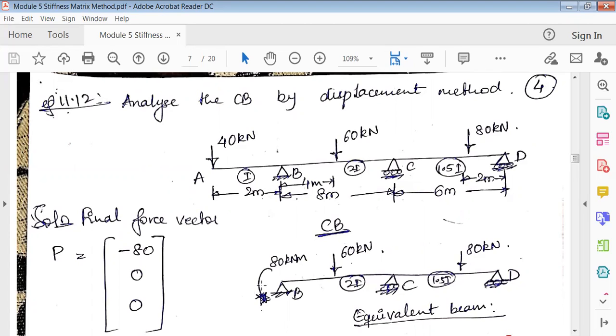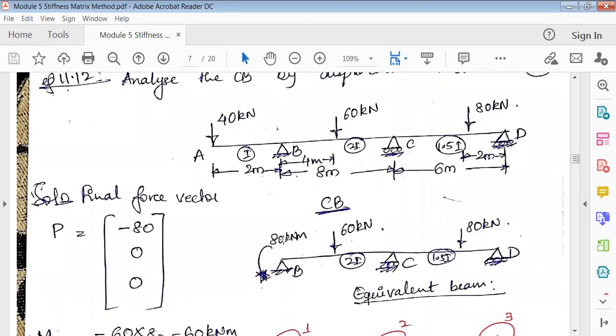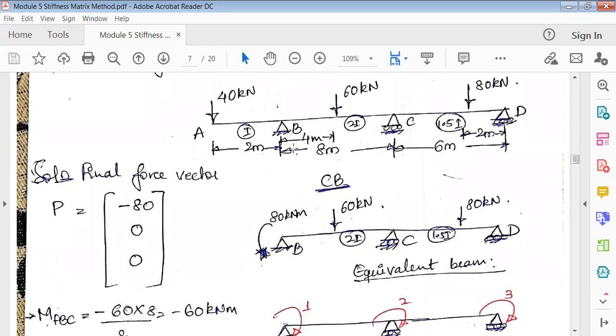So next step is, it is like this. Now you can see here 40 into 2. It is going in anti-clockwise direction. So show an anti-clockwise moment. Then BC and CD. Then as usual, mark the I values here. It's 2I, 1.5I.